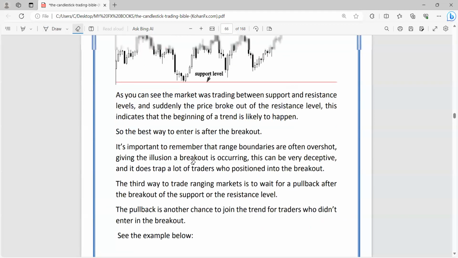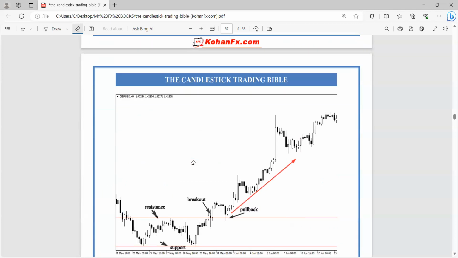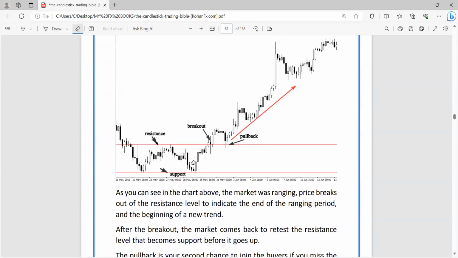So how do you know now that this is an original breakout? For you to have added confirmation, the market always makes a what? A pullback. A pullback is just the same as a retracement or a retest. Now, that pullback or retracement should always come back.